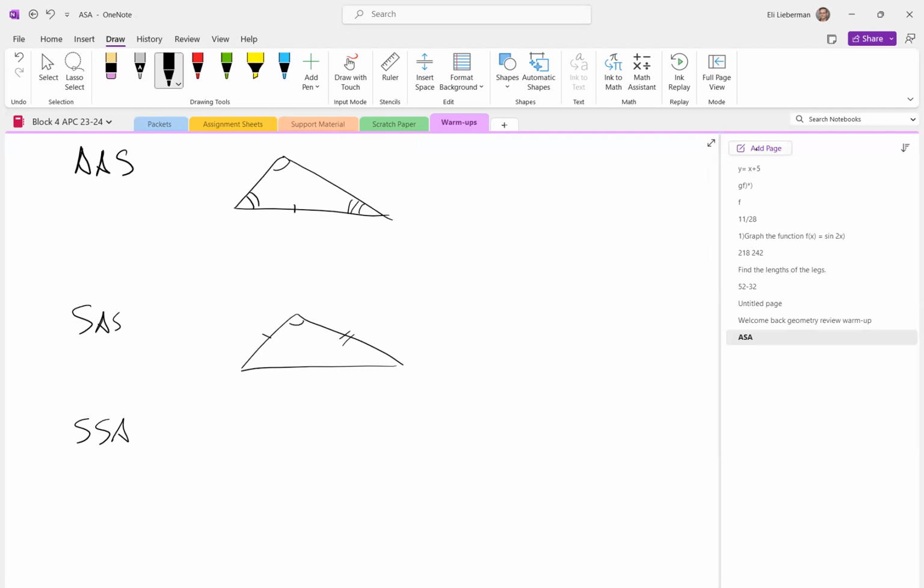Do you know why? Would you take a minute to check in with your neighbors, see if they have any idea why SSA is not a way to prove that triangles are congruent? Okay, so for SSA, do you know why it's not usable?